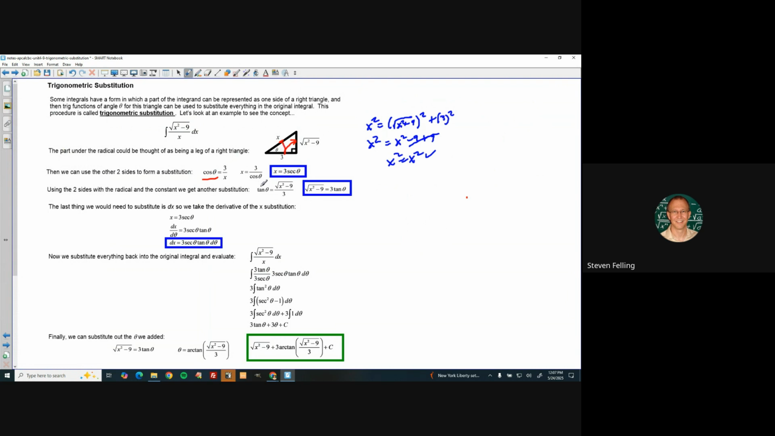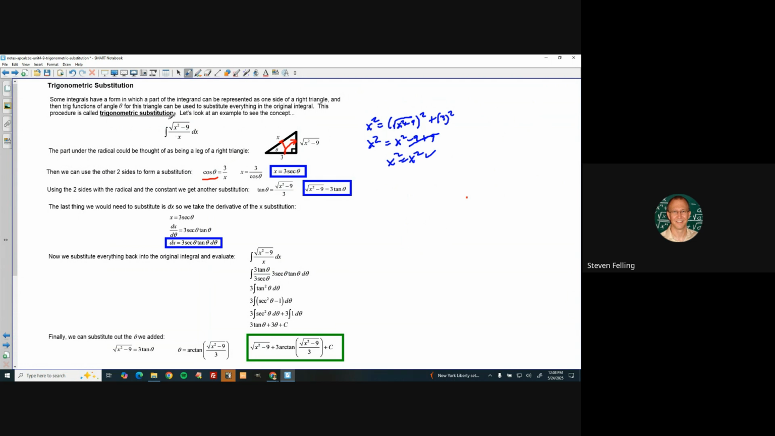Right, so that gives us a way to change the x into the variable angle theta. To get the other relation that we need, we're going to pair the constant side with the radical. So that is opposite and adjacent, which is tangent. So the tangent of this angle is the opposite side, square root of x squared minus 9, over the adjacent side 3. When we multiply, that means that the radical, the square root of x squared minus 9, is equal to 3 times tangent. So by pairing the constant with each of the other two sides, we can get an expression for x and an expression for the radical in terms of this angle.